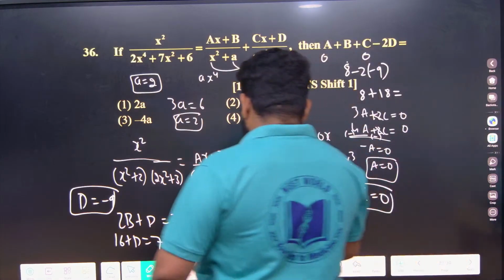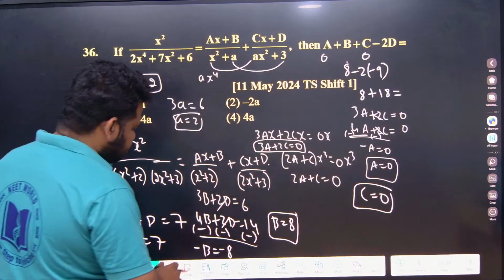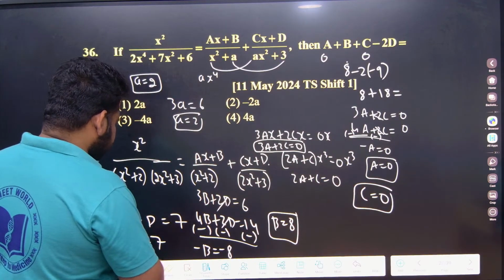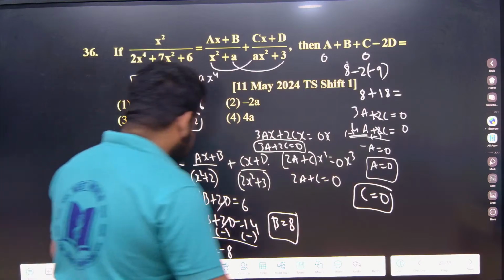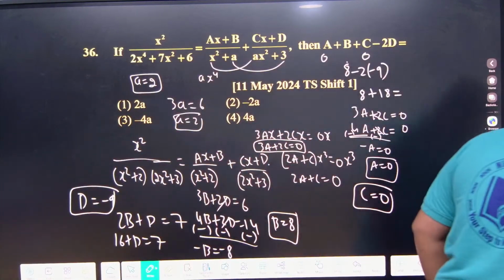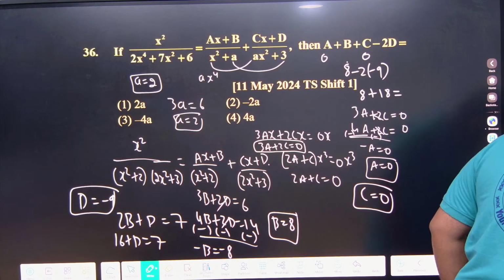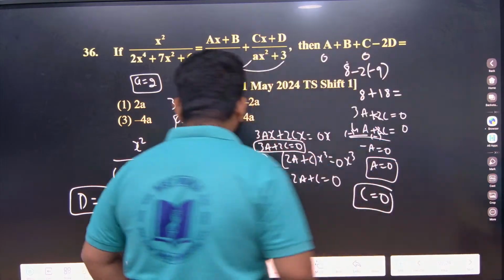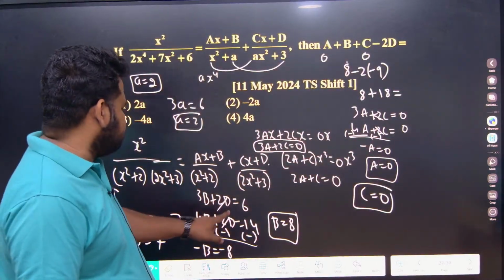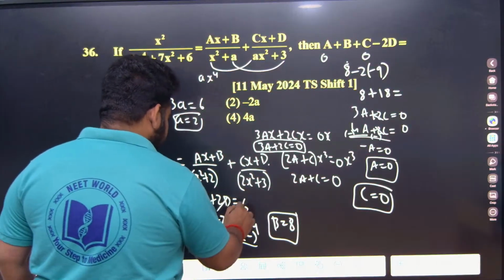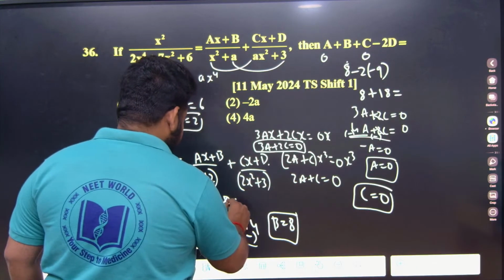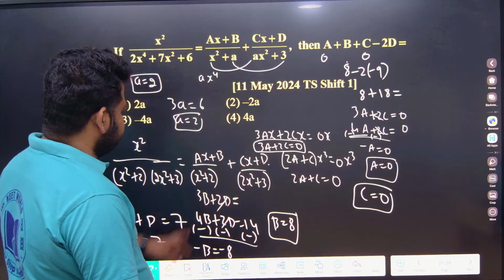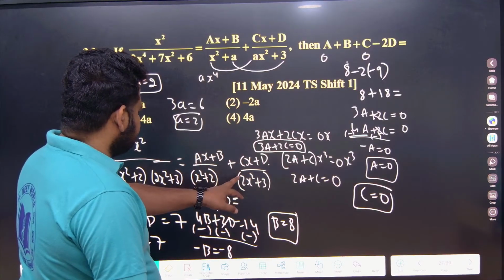Have we done this correctly? Let us look at this. 4b plus 2d is equal to 14. Let us check this again. See, this we took as 6. 3b plus 2d, this is not 6, actually this should be 0. 3b plus 2d. Yes, it is correct, 6.